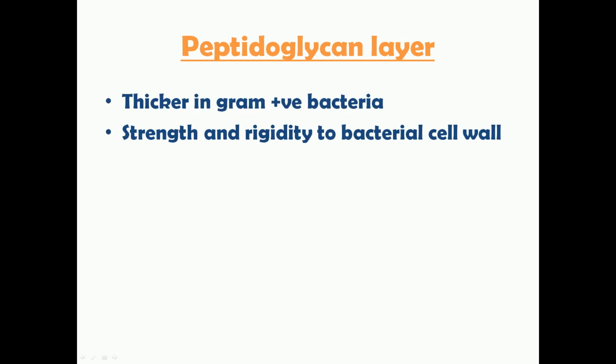Now let's see about the individual virulence factors, the important facts you must know. First, the peptidoglycan layer. You all must know that the peptidoglycan layer is the major component of the cell wall in all bacteria. However, it is especially important in the cell wall of gram-positive bacteria, where it is much thicker. This layer gives strength and rigidity to the bacterial cell wall, and it also has inflammatory activity, so it can induce inflammation.